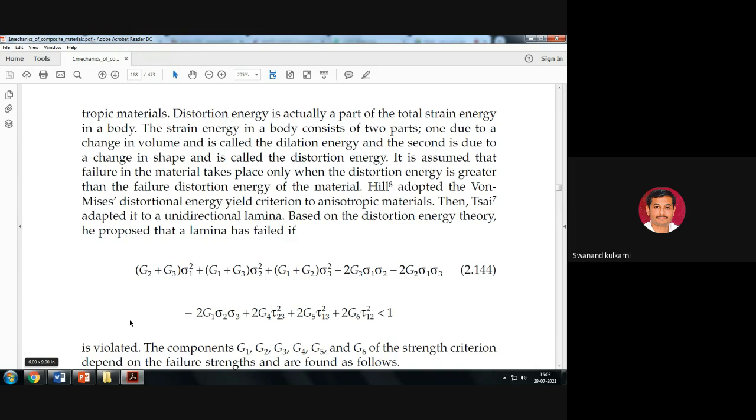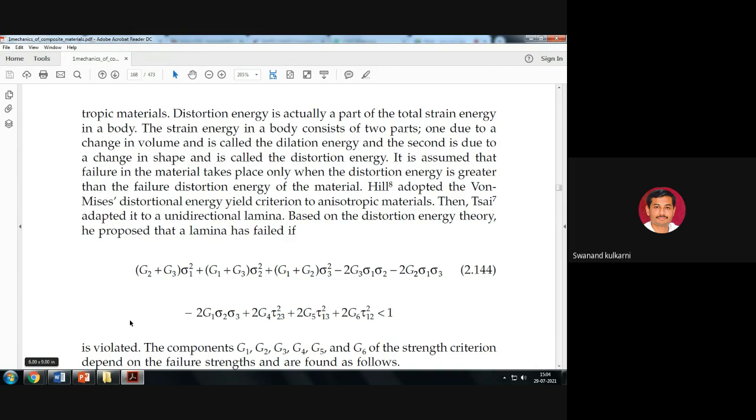So the energy possessed by the body, which we know, is converted into the strain energy. If we try to plot that strain energy on a graph, if strain is there and stress is there, then the area under the stress-strain curve is considered to be the strain energy. Is it okay? In case of distortion energy, it is actually a part of the total strain energy possessed by that particular body. The strain energy in the body consists of two parts.